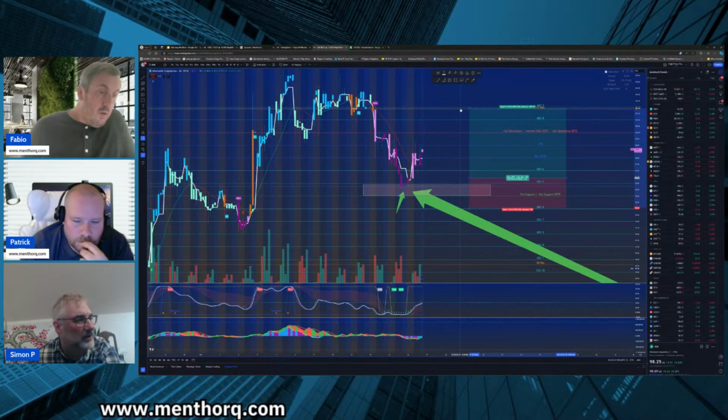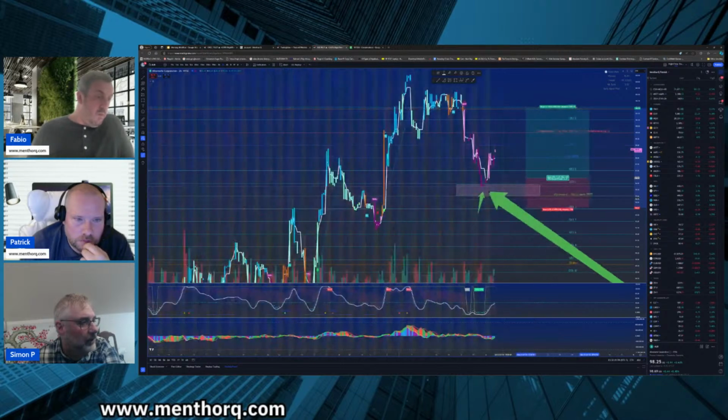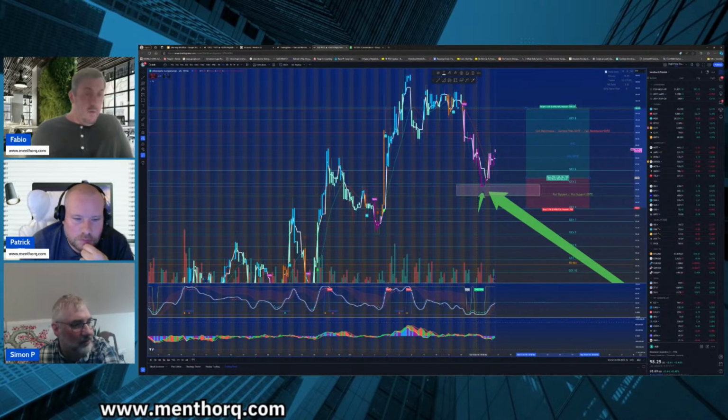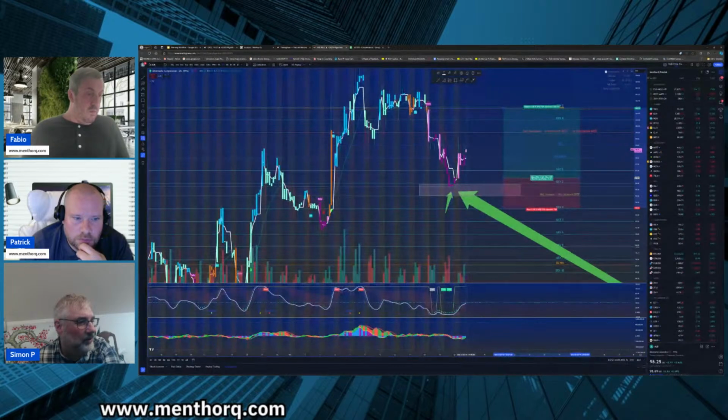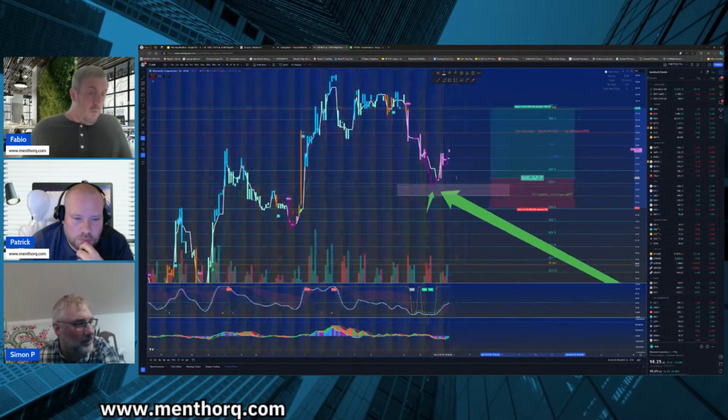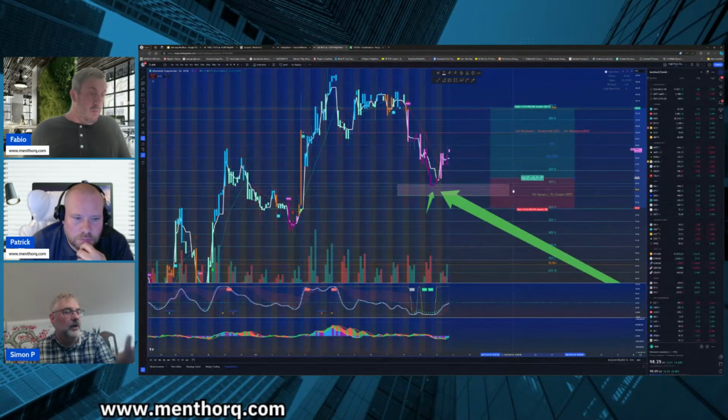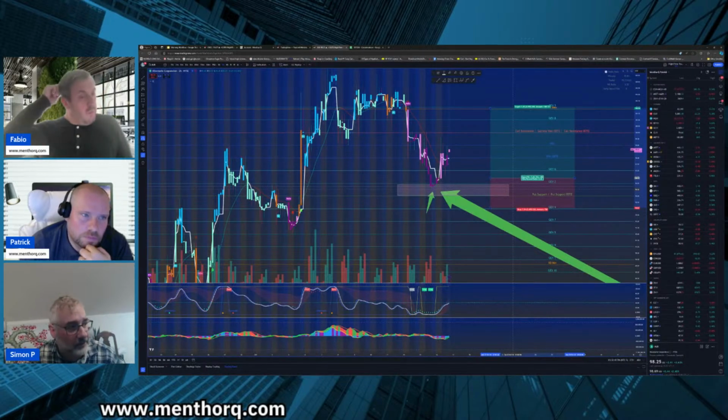Is this something I want to keep, or maybe I scale out? And then I know if ALB goes below this put support, oh wow, look at this, all the way down here to 89. I mean, that's a $10 move. I don't want to stomach that. I don't want to sit through a $10 drawdown on ALB. I want to get this nice move here. So I just created a trading plan for myself, and that's the reason why I really like these screeners, Patrick.